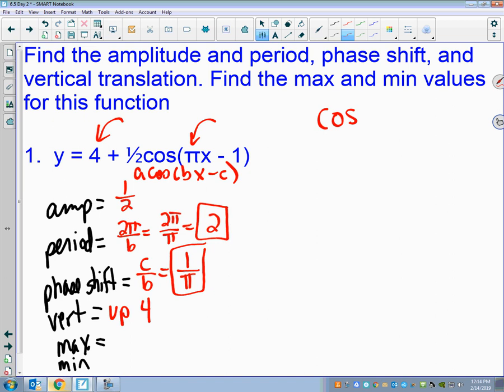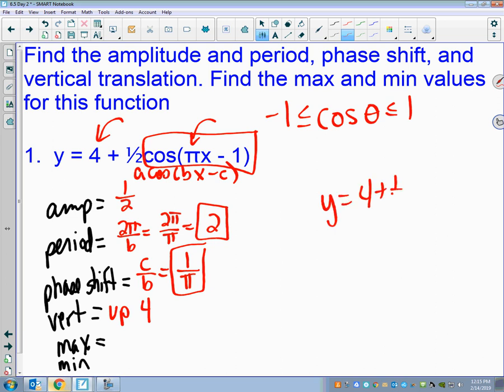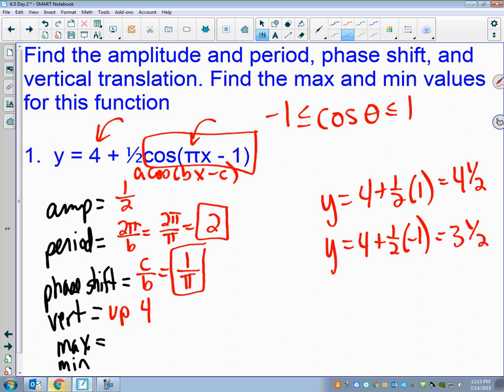Think about the max and min for cosine. Cosine and sine are both always between 1 and -1. So to find your max and min, this whole cosine value can't be bigger than 1 or smaller than -1. All you have to do is replace that with the max and min value, which is 1 and -1. And whichever one gives you the biggest value is the maximum. So 4 plus 1/2 is 4.5, and 4 minus 1/2 is 3.5. On this one, the max value is 4.5, and the min value is 3.5. So the lowest that graph's going to be is 3.5, and the highest is going to be 4.5.